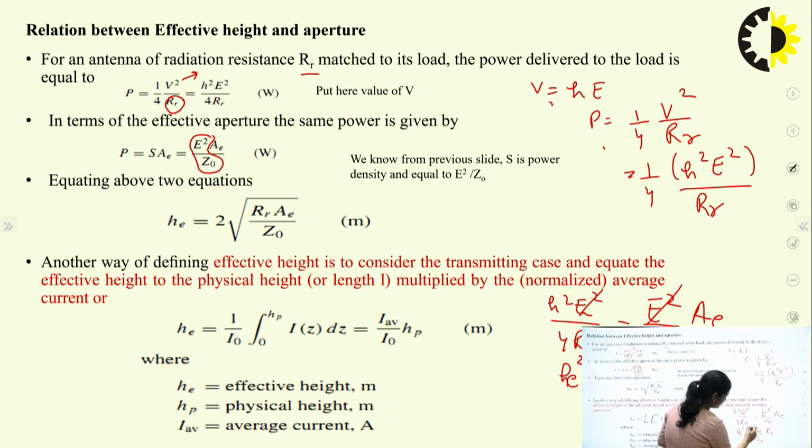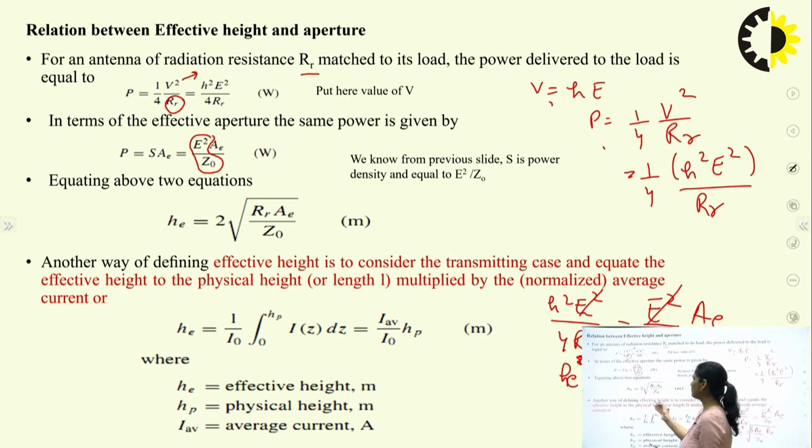Now HE is equal to the square root of this, so HE is equal to 2 under root RR AE upon Z naught. This is the effective height which is derived when we equate these two equations.